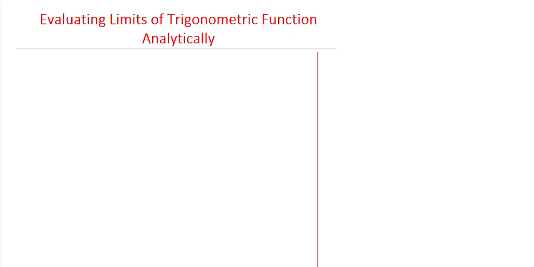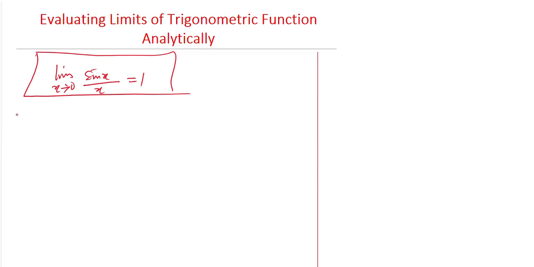In this lesson, we'll be solving some examples on limit of trigonometric functions. There are core trig limits identities that we need to consider, and one of them is that the limit as x approaches 0 of sine x all over x is equal to 1. This is one of them.